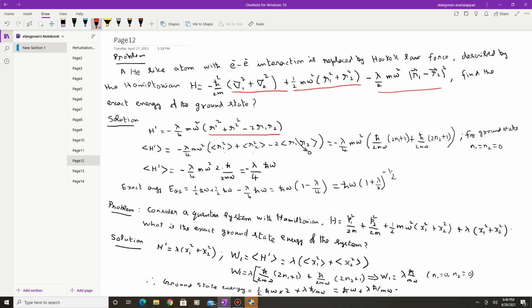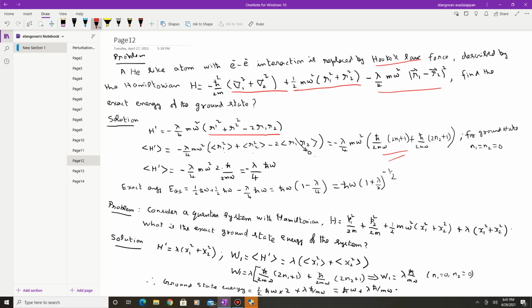As we have discussed earlier, the expectation value of r1 and the expectation value of r2 are 0 for the harmonic oscillator, because it obeys Hooke's law. Since it obeys Hooke's law, F is directly proportional to x, F is equal to minus kx. So this is a harmonic oscillator type, so this will be 0. So you have to evaluate the expectation of r1 square and r2 square. This is already given for the harmonic oscillator problem.